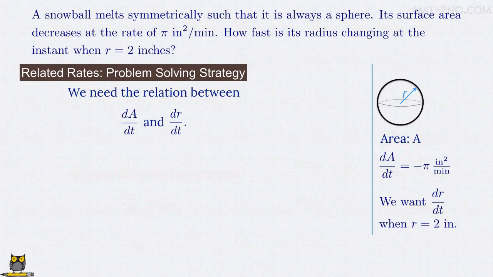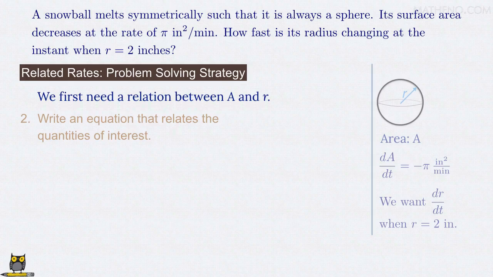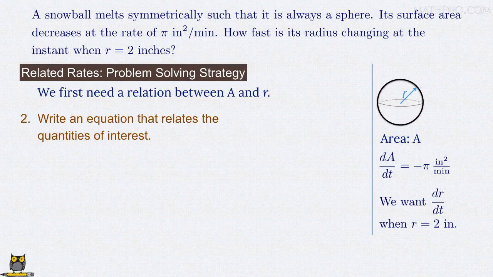In order to find that relation, we back up a step, and we need to develop a relation between A and r. And that takes us to the second step of our problem-solving strategy, to write an equation that relates the quantities of interest, in this case between A and r. And this is the part of the solution that for most students is most challenging when you first do related rates problems. But don't worry, with practice you'll get this down.